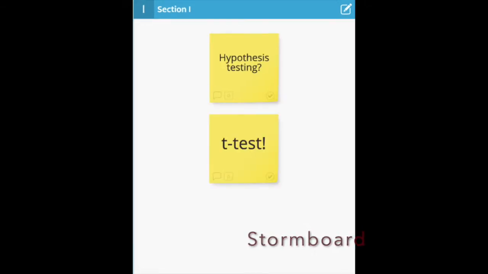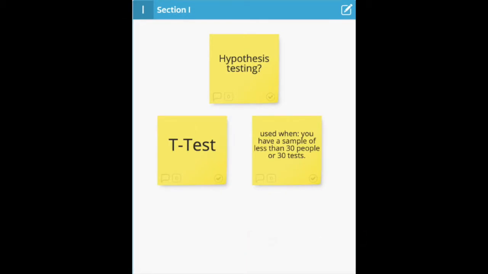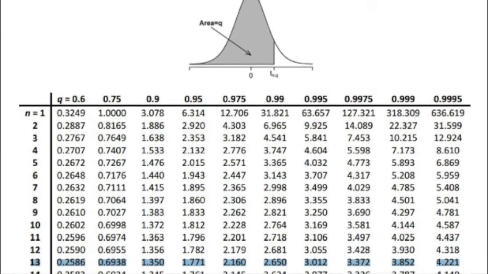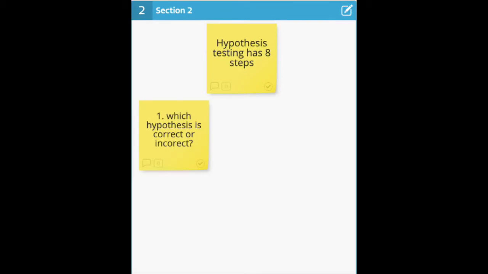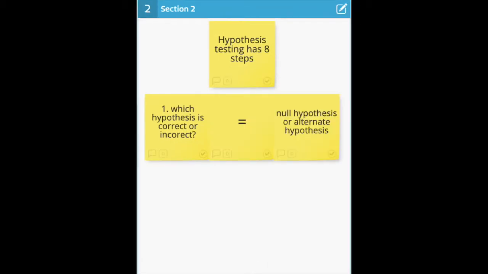We need to use the t-test. The t-test is used when we're doing 30 or less tests. Keeping this in mind, you need to have your t-test table in order to understand the data that you have. Hypothesis testing has 8 steps, all of which are followed in order to get to a conclusion of which hypothesis is correct or incorrect, the null hypothesis or the alternative hypothesis.